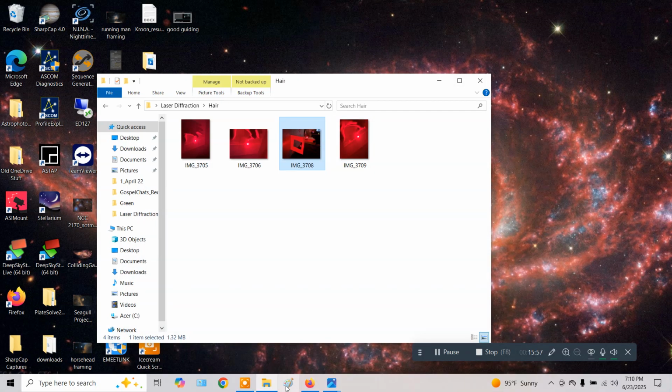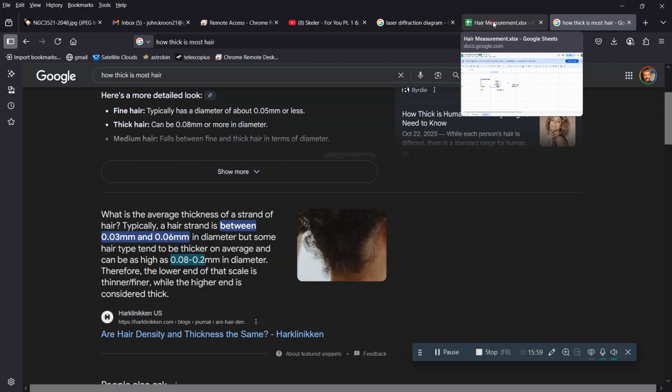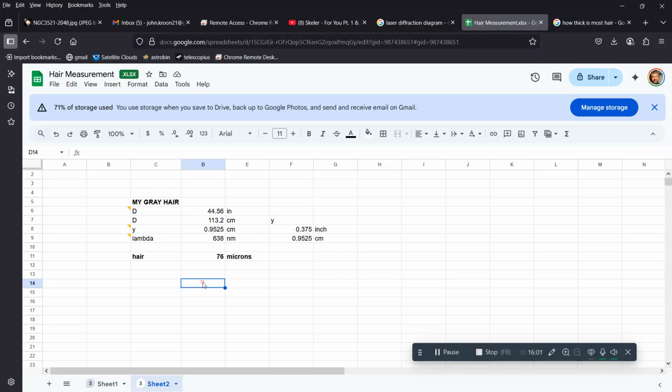So let's go back to the spreadsheet. Where was that? Over here. So they said from 80 to 200 microns. And mine was right there on the low end. And really, it could be as low as 30. I think that's what it said. 30 to 200 microns. So my gray hair was a little bit on the thin side.